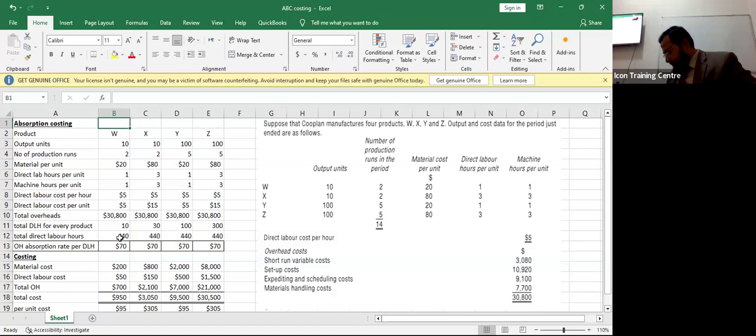Sorry, brother. Total overheads, which year? 3,800? 70? 700? B13 multiplied by BLM.